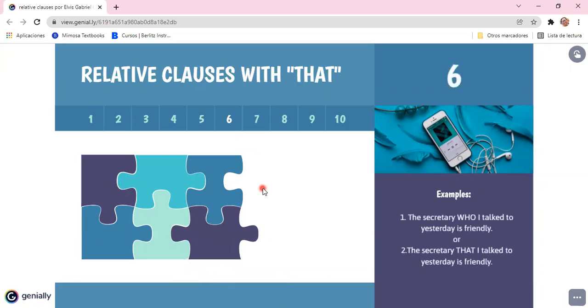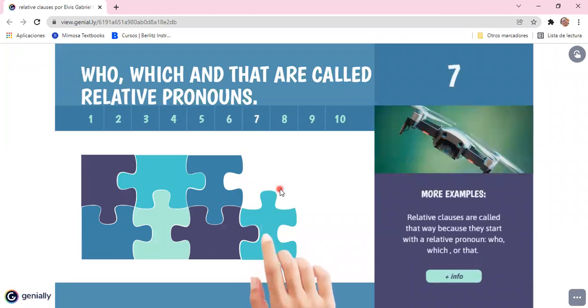We can also use relative clauses with that. That is kind of like the universal relative pronoun. You can use it to substitute who or to substitute which. So in the example, the secretary who I talked to yesterday is friendly. You can also say the secretary that I talked to yesterday is friendly.